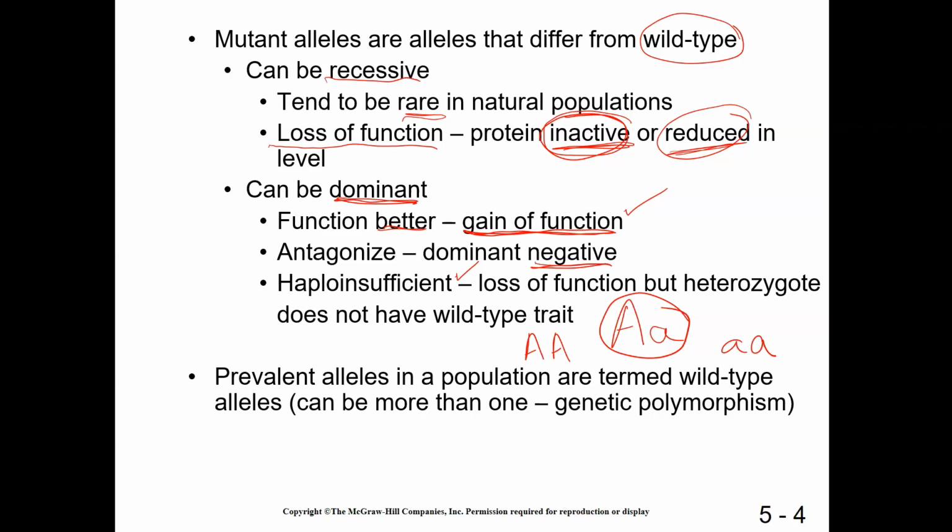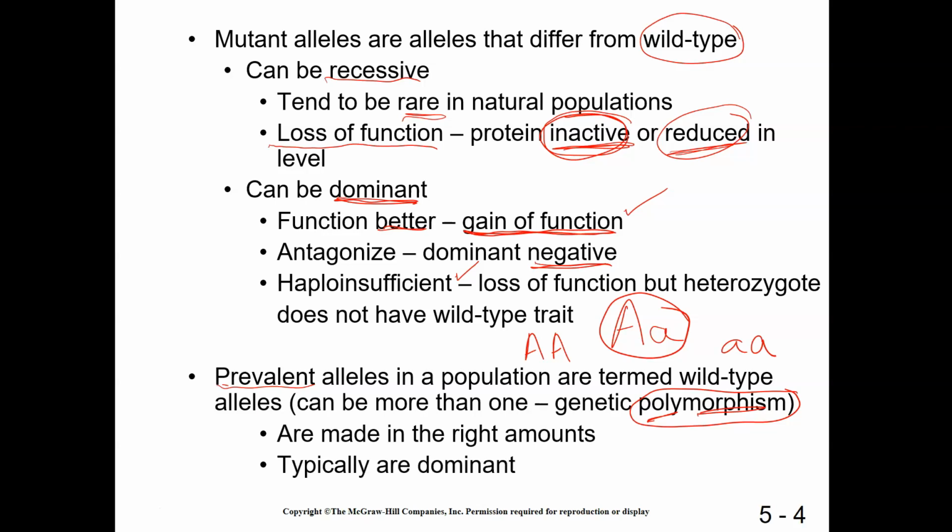Oftentimes, alleles that you find commonly or prevalently in the population, those are our wild type alleles, like I mentioned before. And you can have more than one of these. That's what leads to what we call genetic polymorphism. Poly for many, morphism for appearance, shape, right?